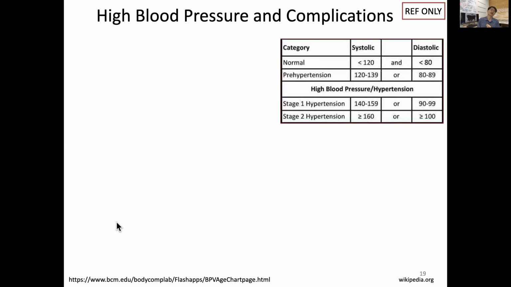Given the high blood pressure, I just want to mention a little bit of the definition of high blood pressure. You can see normal is below 120 and below 80 for diastolic. There's pre-hypertension in this range, and high blood pressure or hypertension is defined as higher than 140 and higher than 90. That's stage 1 hypertension. If you are stage 2, that's dangerous. That's higher than 160 and 100 for systolic and diastolic pressure.